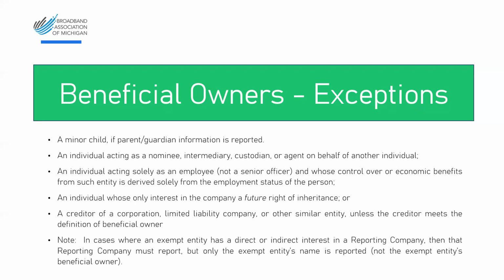Again, the compliance guide fleshes this out pretty well. So do the online FAQs. I do want to make one other note. In cases where an exempt entity has a direct or indirect interest in a reporting company, then the subsidiary reporting company must report, but only the exempt company's name is reported, not the beneficial owner. So if your company is owned by an exempt entity, but for some reason your company still meets the definition of reporting company, you would just report the exempt entity instead of the exempt entity's beneficial owners.